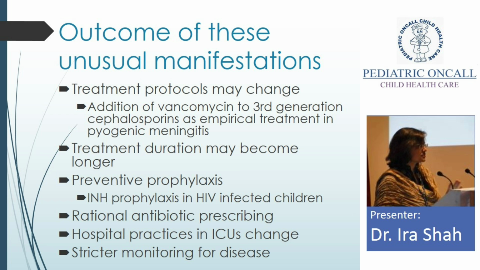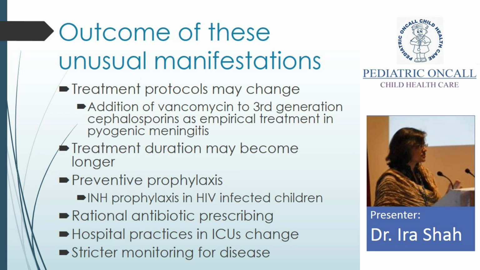So what happens to these unusual manifestations? Now there have been issues of these unusual manifestations. Say for example, Streptococcus pneumoniae. We know that ceftriaxone or penicillin works for Streptococcus pneumoniae. In the US, they've started seeing resistance to Streptococcus pneumoniae, the penicillin binding protein, and they've started adding vancomycin as first line agent to ceftriaxone for treatment of bacterial meningitis. So one of the outcomes of these kinds of organism related changes is that our treatment protocols have changed. Our treatment durations have become longer in some of the instances.